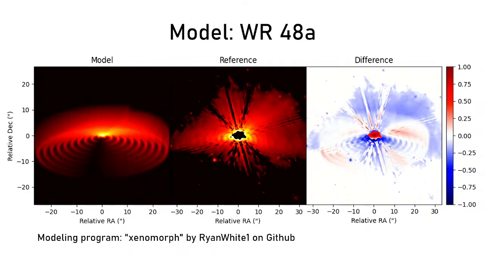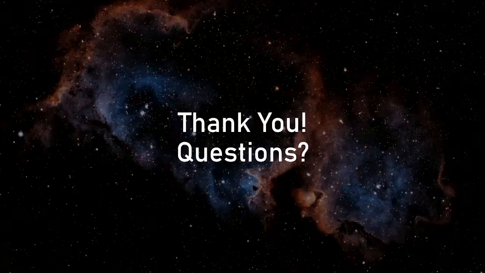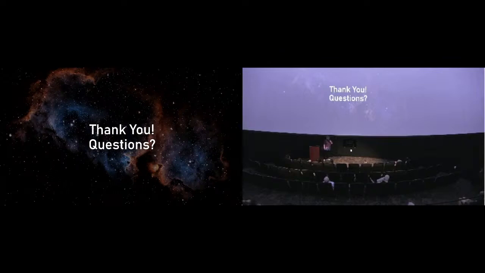And this is WR48A, and the guy who developed this modeling program, which is called Xenomorph, he actually did a preliminary model on WR48A that I use as a basis for my model. Now, it's not perfect, but you can see that it is mildly inclined. It's somewhat between edge on and face on. And that's it for our 4 different WR binary systems.